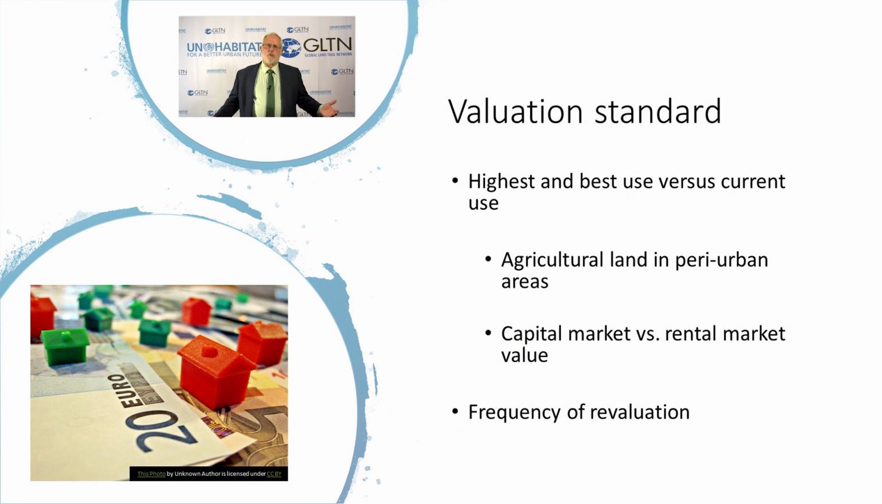Okay. What do you use for a valuation standard? There are two choices here: highest and best use versus current use. And here we have to think particularly about the issue of agricultural land at the urban fringe. If that agricultural land is viewed as agricultural property, its agricultural production value may be relatively modest. But if we think about, oh no, we're going to convert that to an urban use, then all of a sudden the value of that land goes up dramatically.